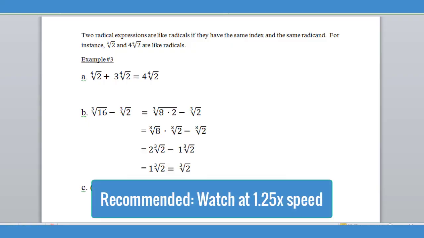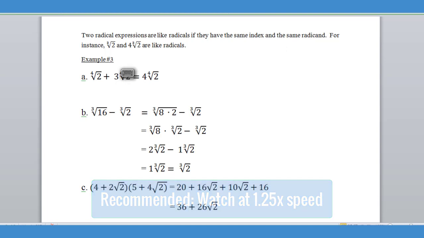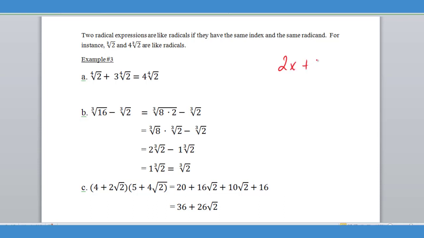For this next set of examples, we will focus on combining like terms. When we combine like terms, you probably most remember doing something of this nature, where the like term is the x value. Now we need to focus on the like term being a radical.